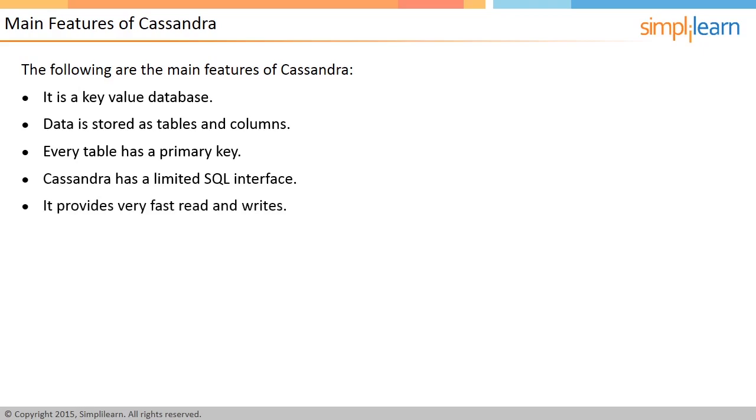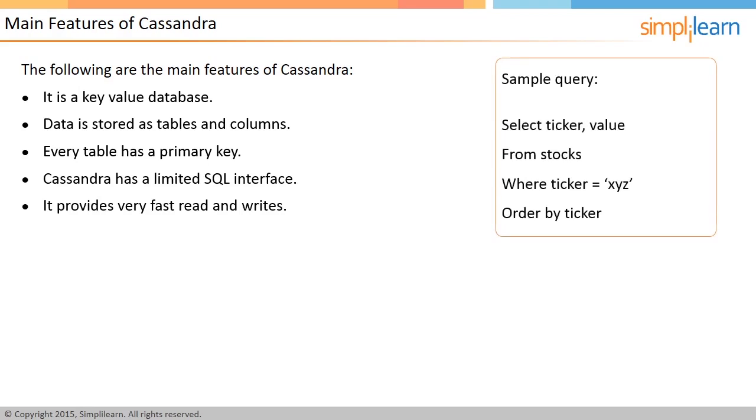A sample Cassandra query is provided on screen. Select ticker, value from stocks where ticker is equal to XYZ order by ticker. Observe that the syntax is similar to that of a SQL in a relational database management system.